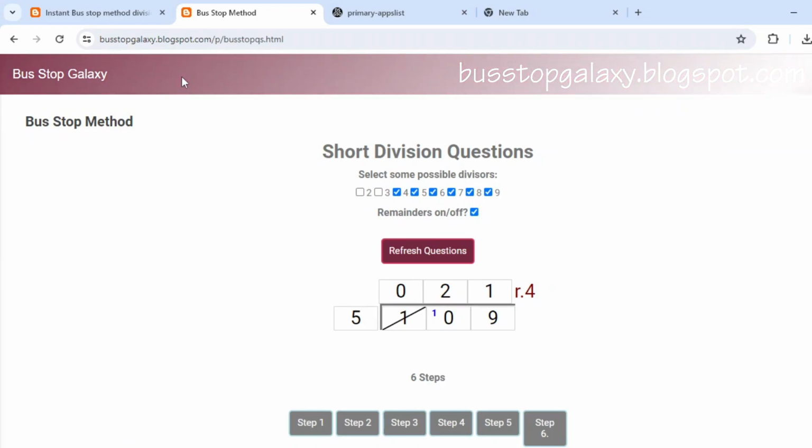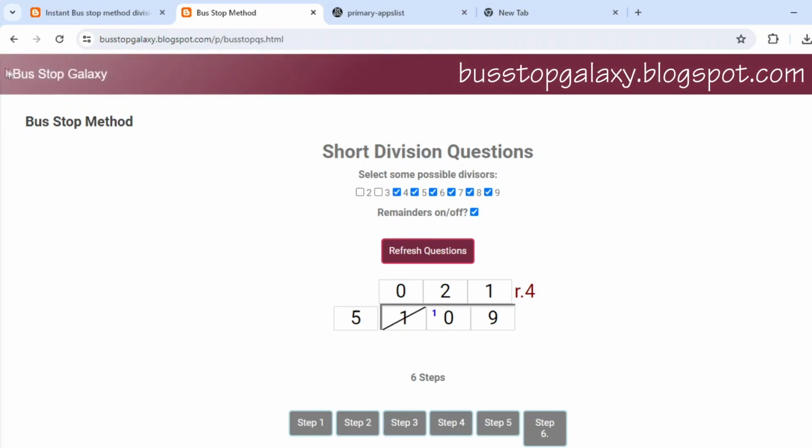So hopefully that's helped you out with your bus stop method. If you want to practice some more, you can just go to Bus Stop Galaxy and carry on until you feel comfortable with that.